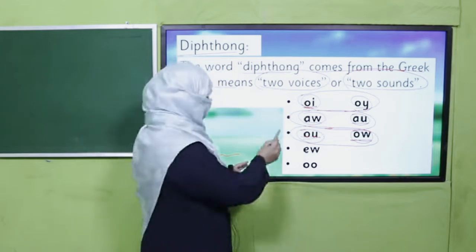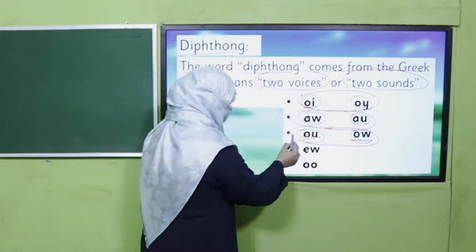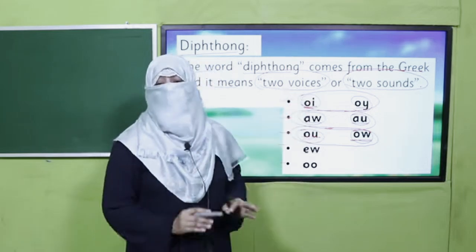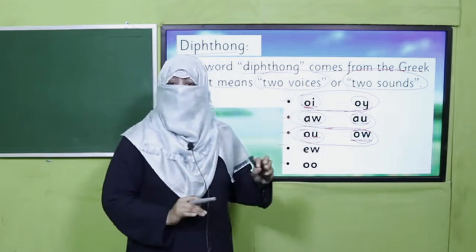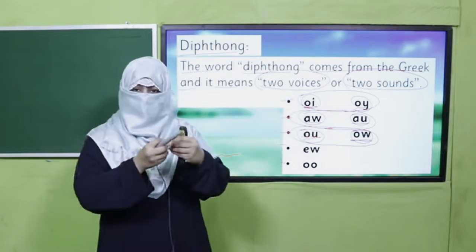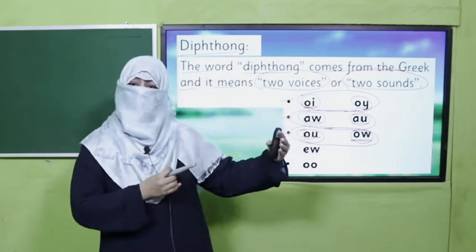So these are, you see, 1, 2, 3, 4, 5. There are 8 diphthongs which have together 5 sounds. So whenever you locate this chunk of letters together in a word, this is how you have to pronounce it.